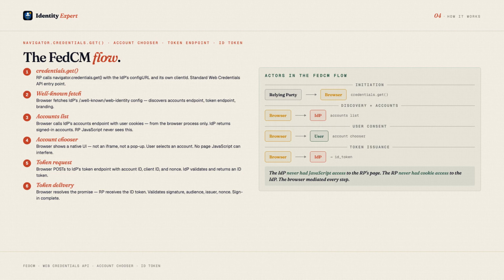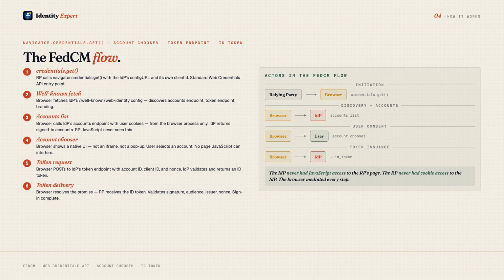No JavaScript on the page can interfere with or observe this chooser. Step 5. The browser sends a credentialed post to the identity provider's token endpoint. The request includes the selected account ID, the relying party's client ID, and a nonce. The identity provider validates the request and returns an ID token. Step 6. The browser delivers the ID token to the relying party's JavaScript through the resolved promise. The relying party validates the token, checking the signature, audience, issuer, and nonce, and completes the sign-in.